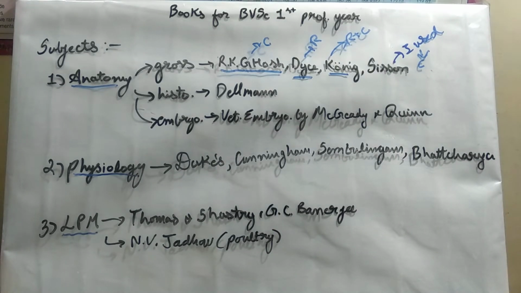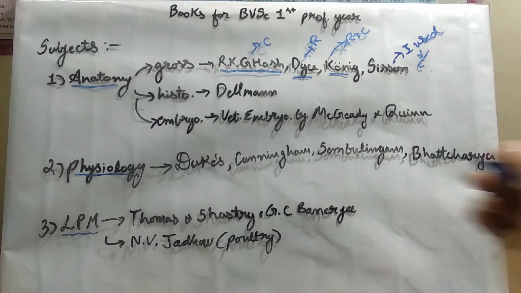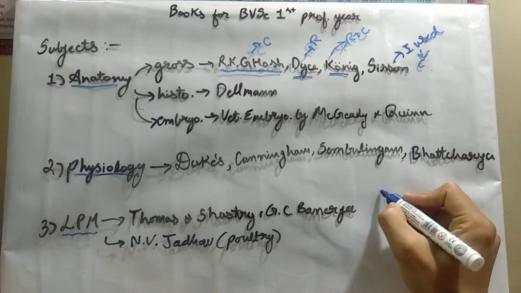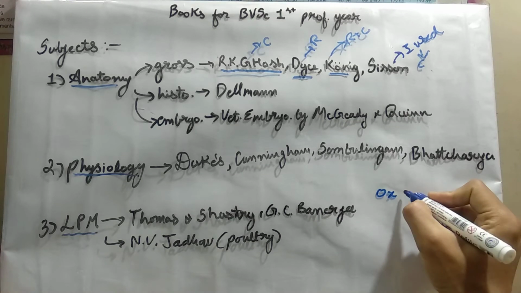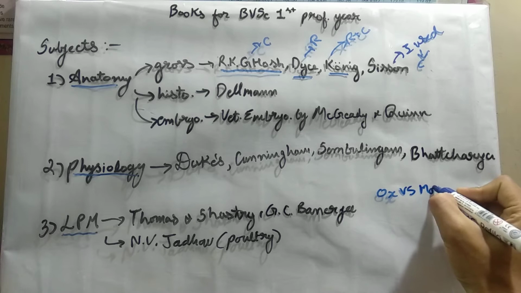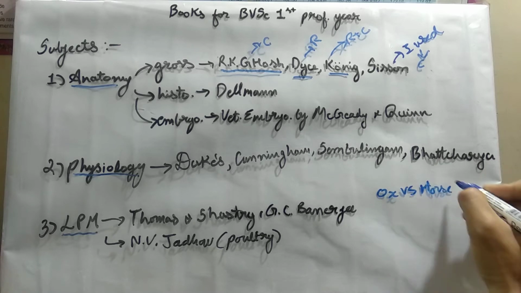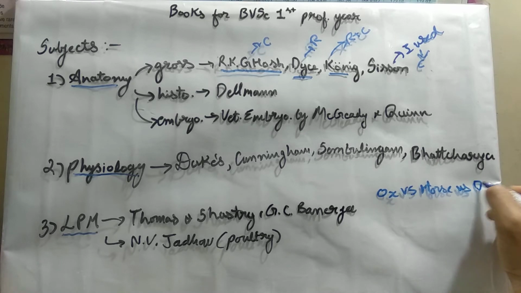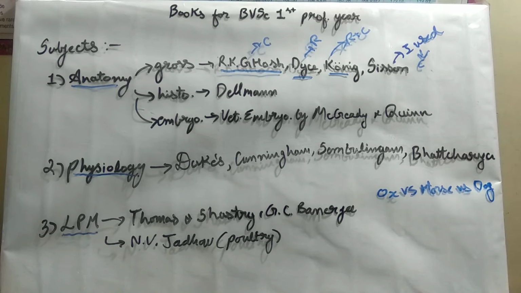So what is regional anatomy and what is comparative anatomy? Comparative anatomy means, for example, comparing the scapula of the ox versus the horse versus the dog. So this is comparative anatomy.